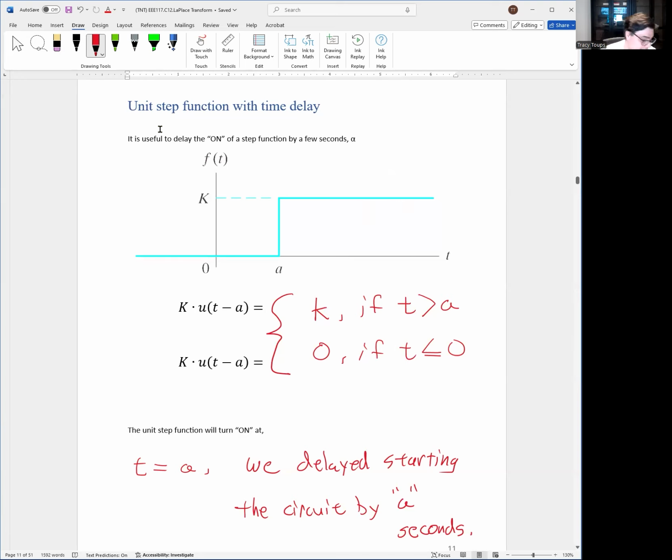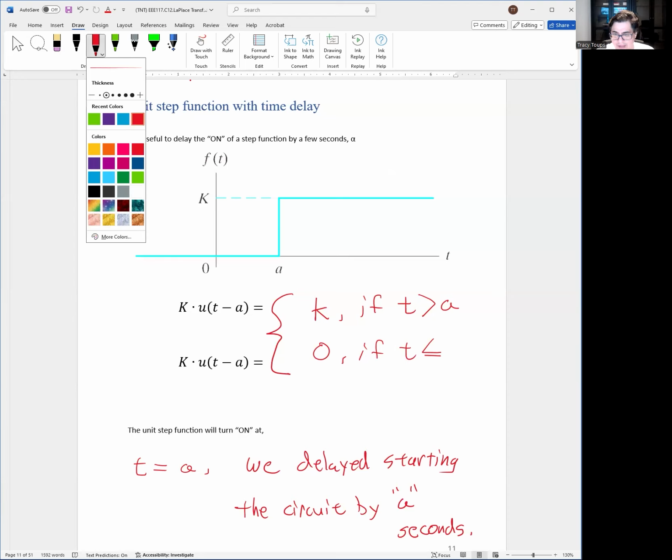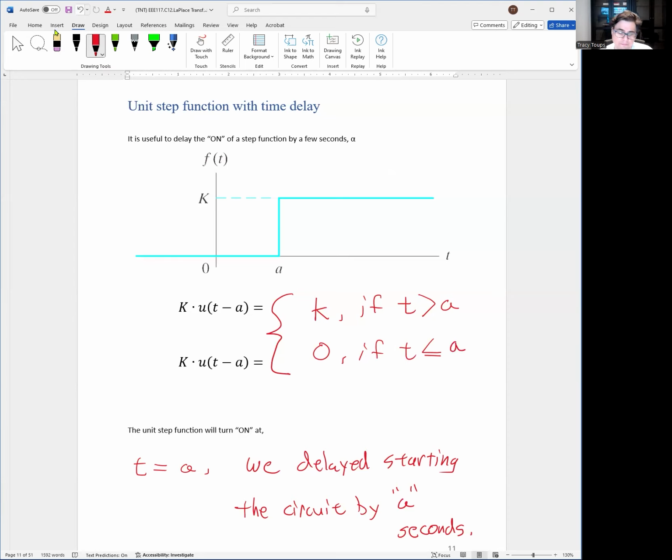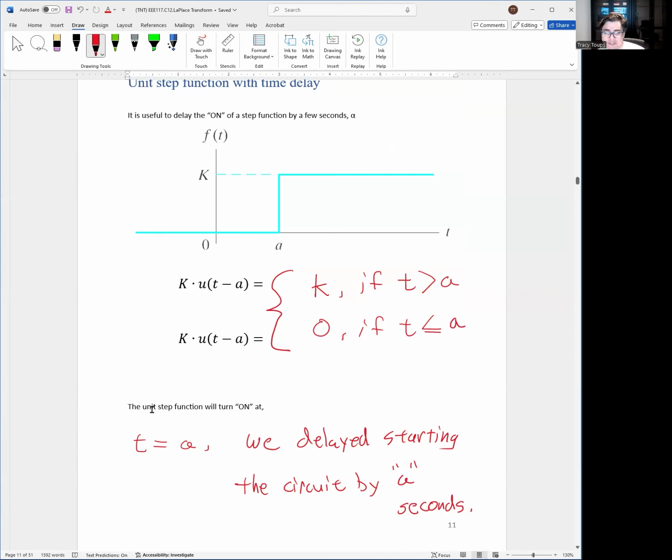Actually, I have an error right here that I need to change. I see it. And it's 0 if t is less than or equal to a as well. So that is what a unit step function is with a time delay. Here, the unit step function will turn on at t equals a, which again could be 5 seconds, 3 seconds, a millisecond. It could be wherever you want. We're just shifting it.